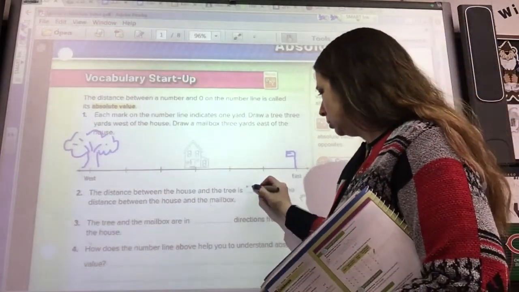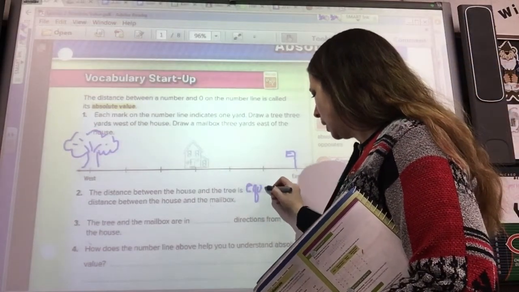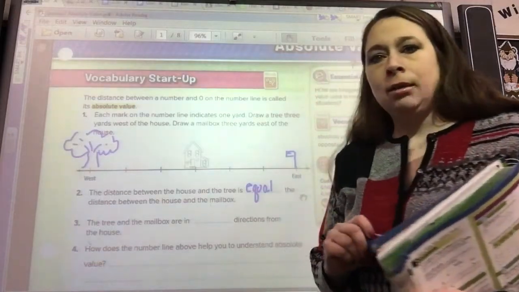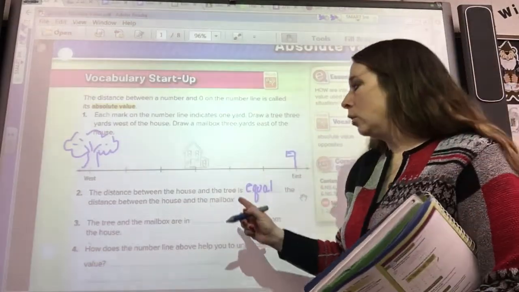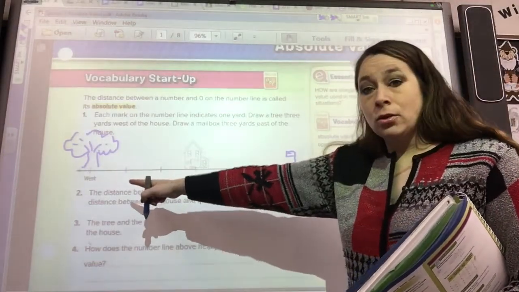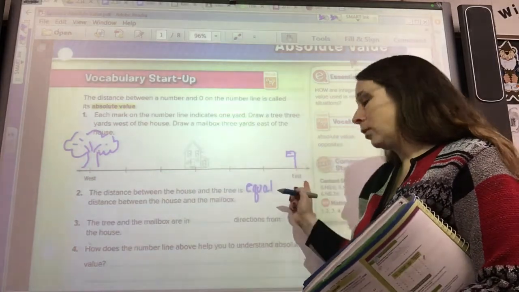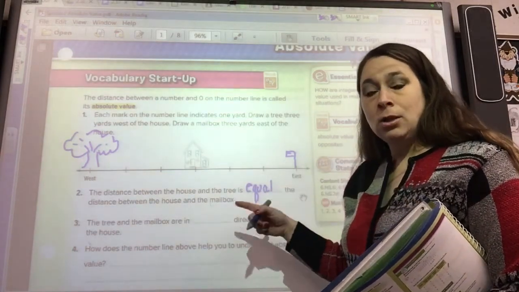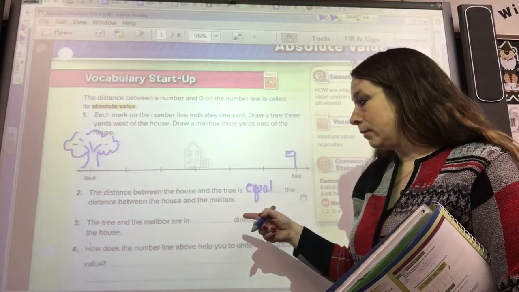They're equal. E-Q-U-A-L, equal. Meaning the same, right? You can go to the left 3 places, go to the tree, or you can go to the right 3 places and get to the mailbox. But either way, it's the same distance from the house.